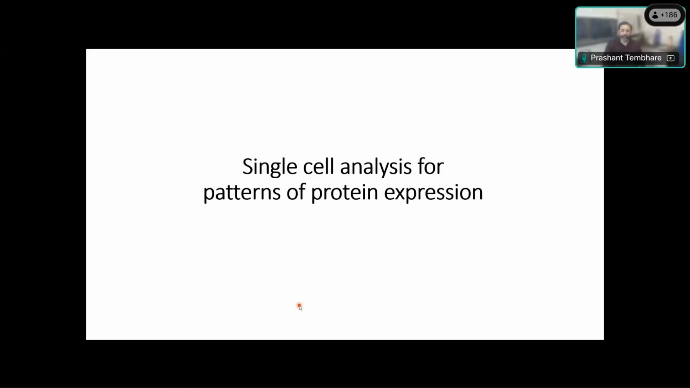So what we are looking at, and the benefit of this pattern, is that we are looking at a single cell at a time. So we are collecting all the cells together, so we study millions of cells or lakhs of cells. But at the same time, the protein expression on a single cell can be studied by using this technique, that is flow cytometry.